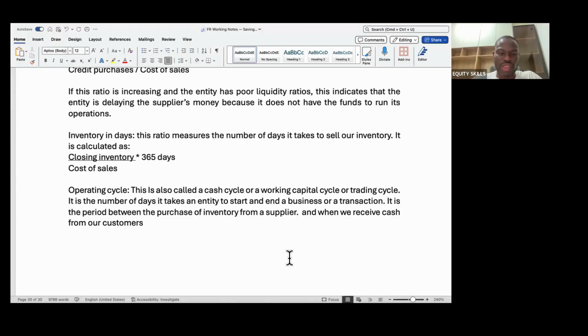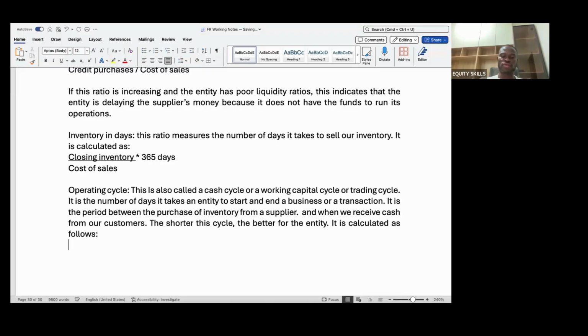So, see, this cycle, the shorter the better, because it shows that you'll be doing a lot of business. So the shorter this cycle, the better for the entity. And how do you calculate operating cycle?